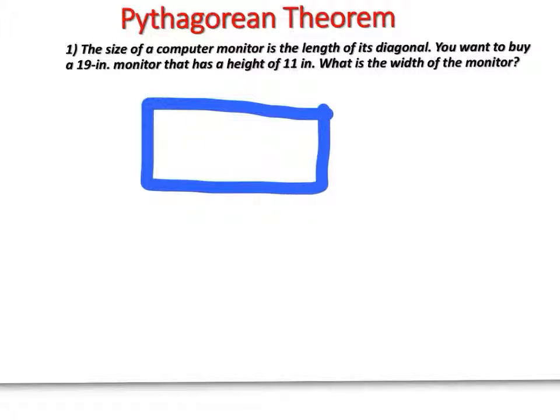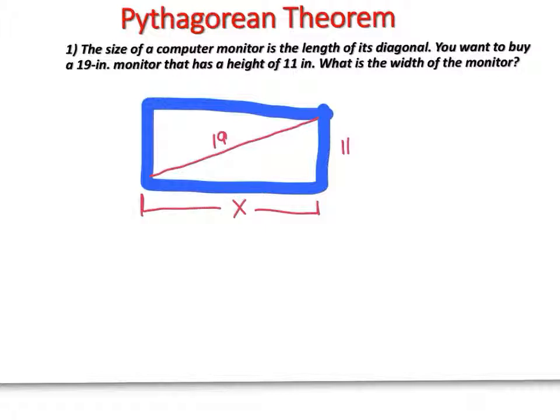And it says that the length of its diagonal is 19. So the diagonal is going to be this distance right here. And that's 19 inches. And then the height of the monitor is 11. So what we're looking for is the width of the monitor, which is this distance right there.